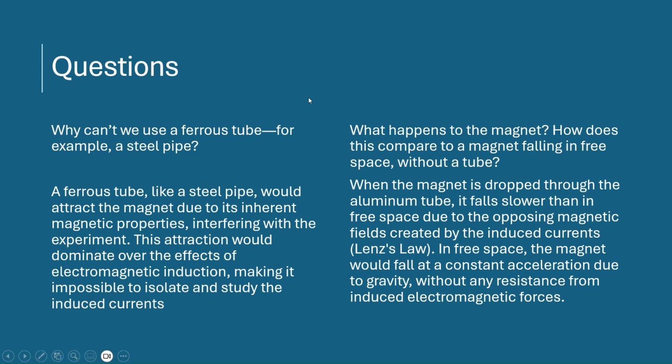And what happens to the magnet if it's falling in free space without a tube? If it's falling through free space, it's going to fall at a constant acceleration because there's no other resistive forces. But if it was falling through a tube, there are resistive forces like induced currents.